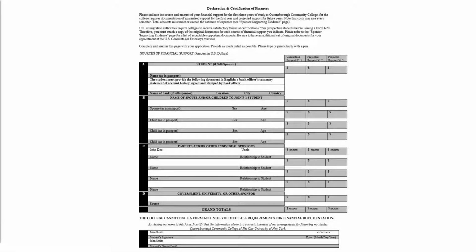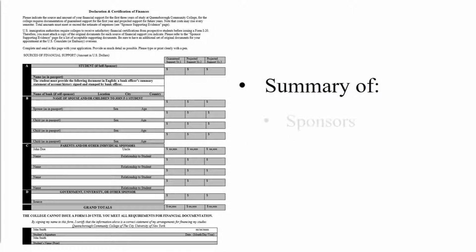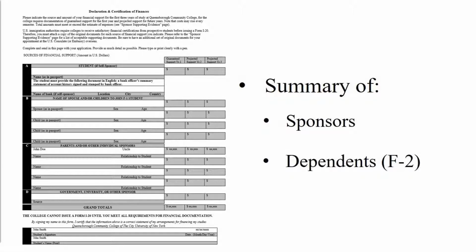Next is page 2, Declaration and Certification of Finances. This page provides a summary of all your sources of financial support and any other individuals who may be accompanying you to the United States.